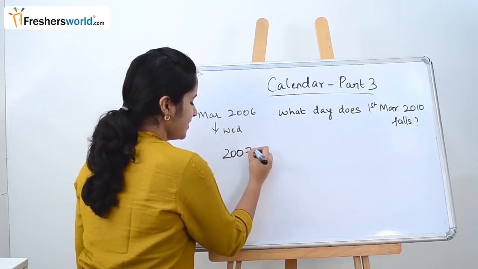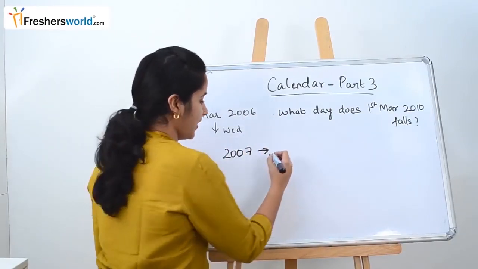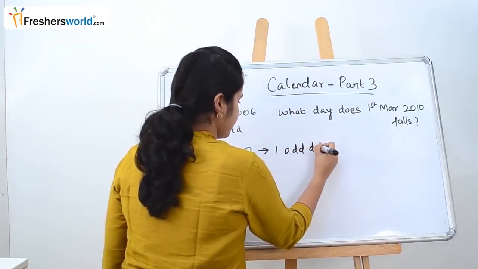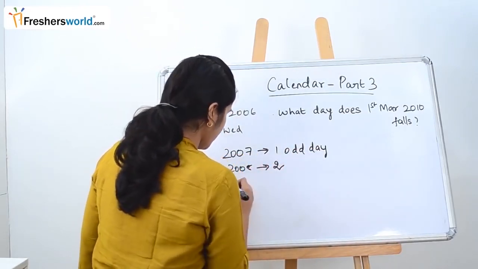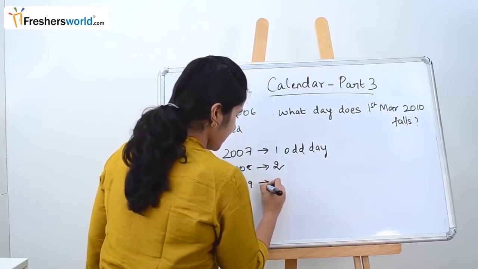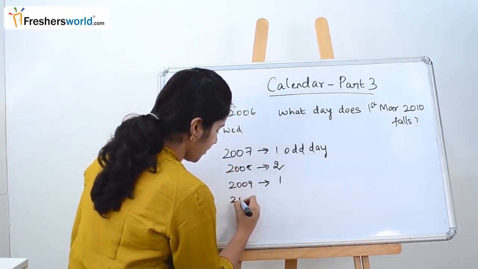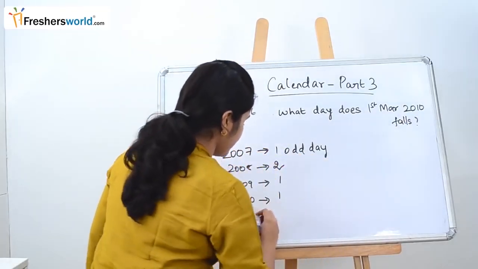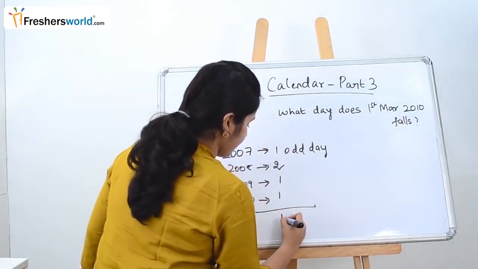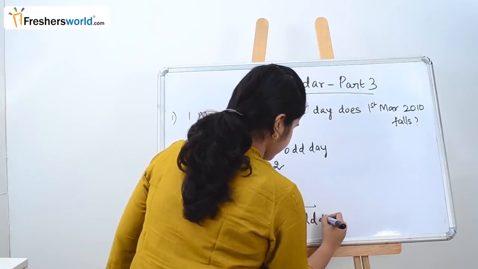So 2007 is not a leap year. So it will have one odd day. 2008 is a leap year. So it has 2. 2009 is not a leap year. So it has one odd day. 2010 has one odd day. So they've asked till 2010. So 1, 2, 1, 1 makes 5. So 5 odd days are there.